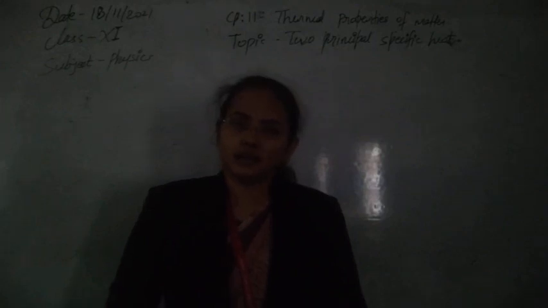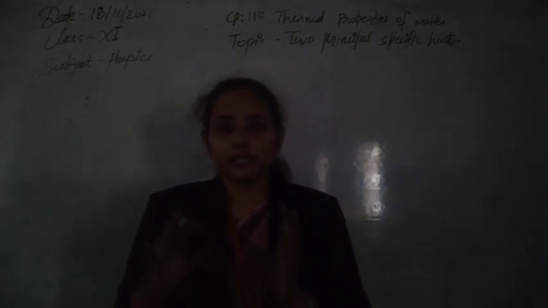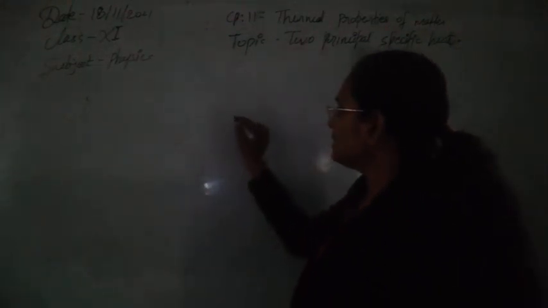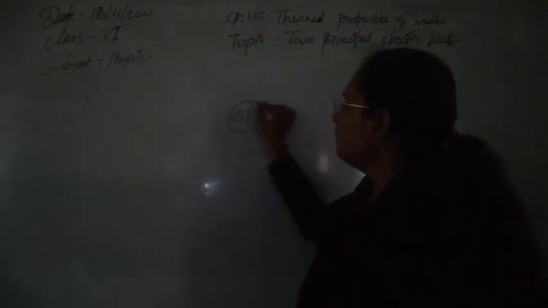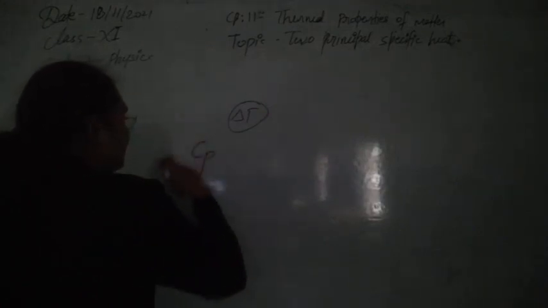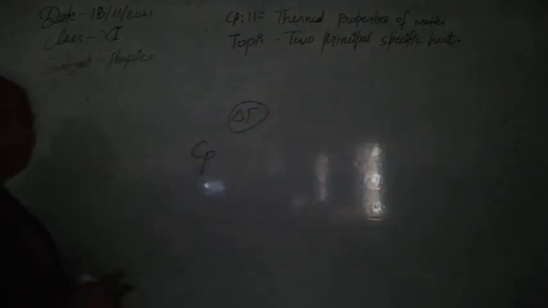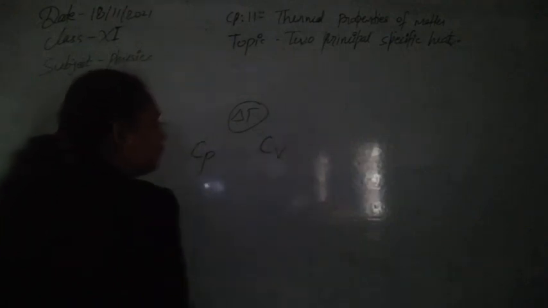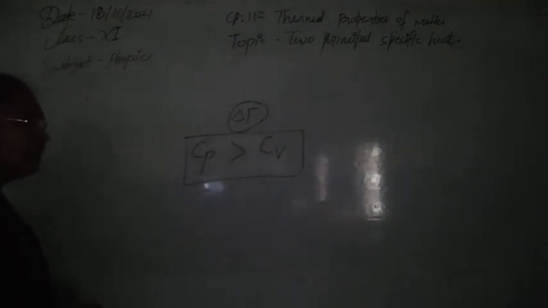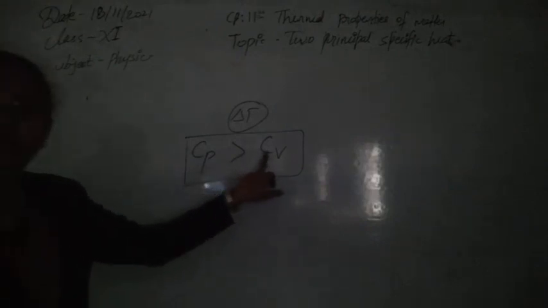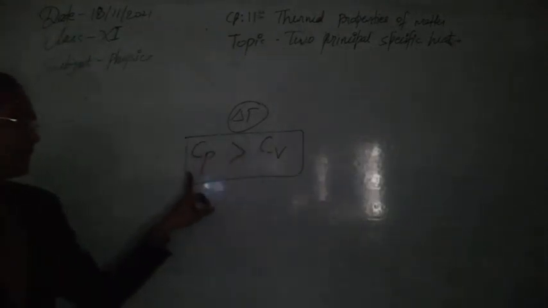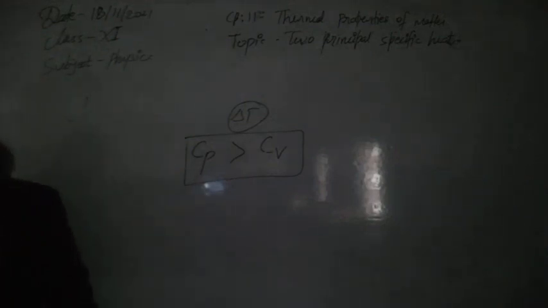the heat required to change the temperature at constant volume. So we can see that even for the same change in temperature, delta T, we need more heat when the pressure is constant than when the volume is constant. So Cp is simply greater than Cv. The reason is that in the case of constant volume, the gas is not expanding, but in the case of constant pressure, the gas is expanding, and that's why.